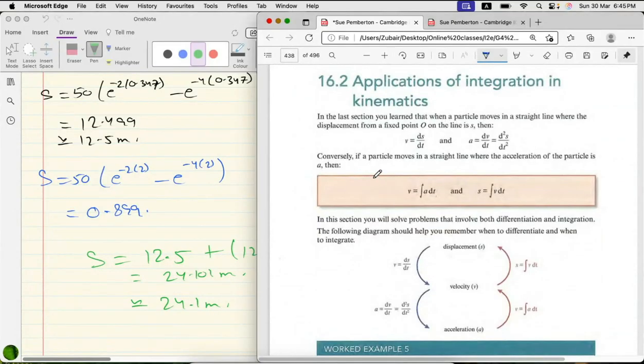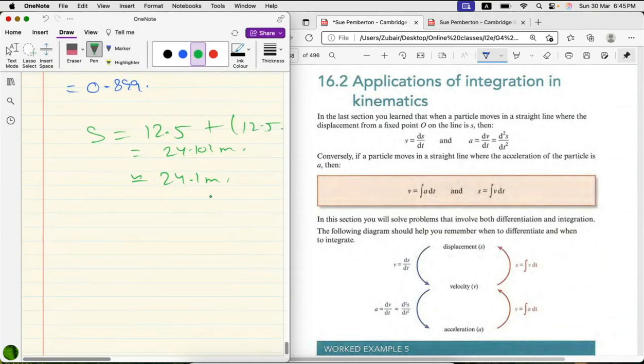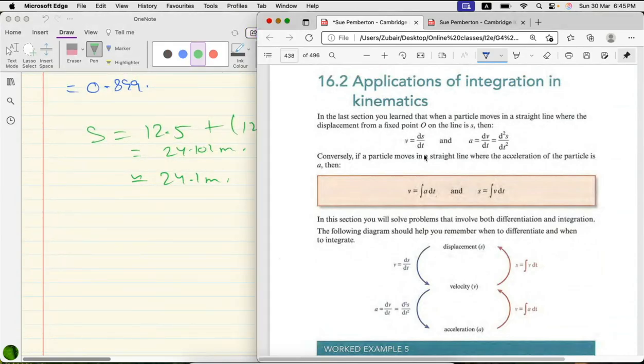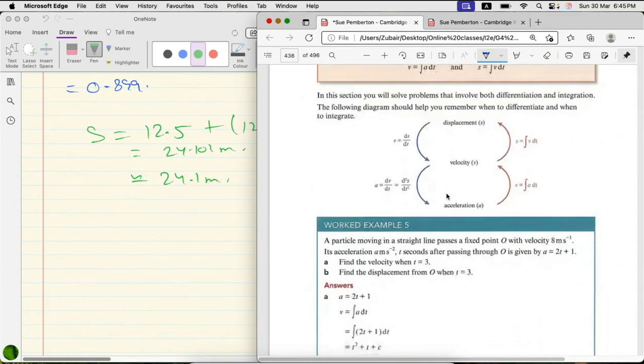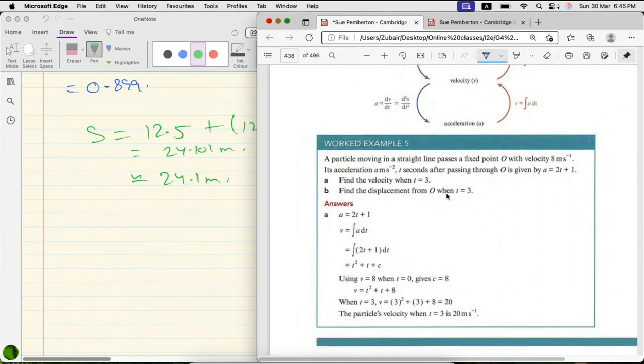Applications of integration in kinematics. We've been doing that already. Velocity is differentiation of displacement, acceleration is differentiation of velocity. A particle moving in a straight line passes a fixed point O with velocity 8 meters per second. Its acceleration a meters per second squared, t seconds after passing O, is given by a equals 2t plus 1. Equation of acceleration is given. Find the velocity.